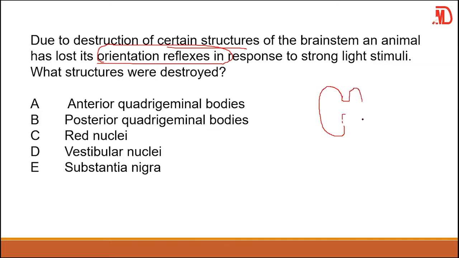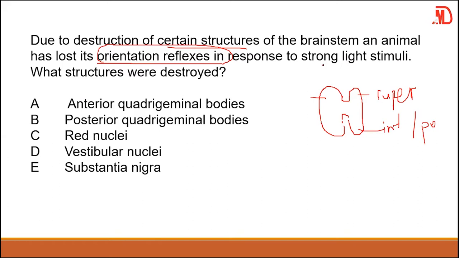superior and inferior. Good. So what controls hearing, what controls vision? Superior is for vision, and the inferior one is for hearing. Good. So now inferior is the same as posterior, whilst superior is the same as anterior. Take note. So these are the words: superior or anterior, and inferior or posterior. Good.